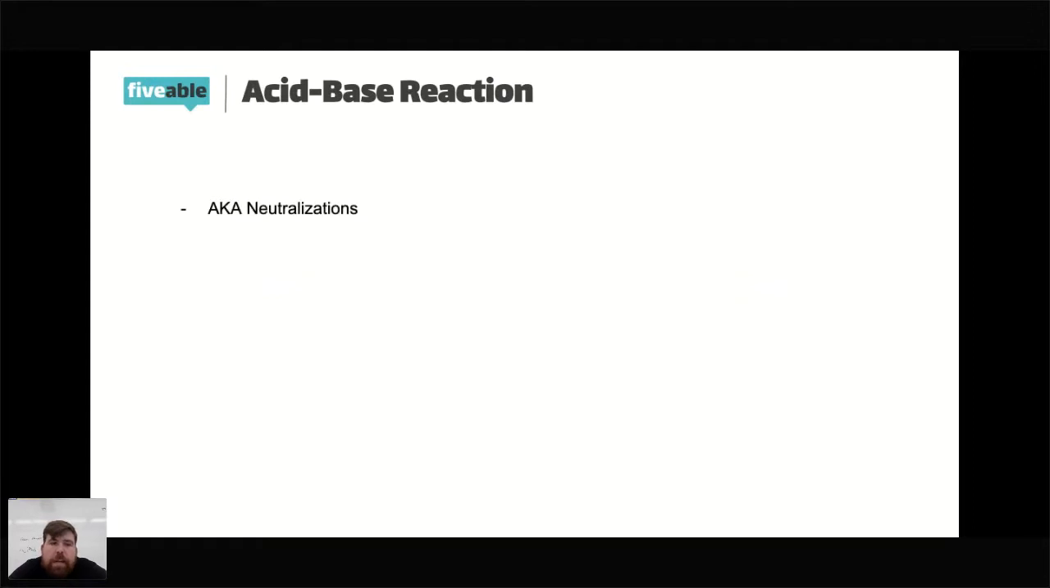So what is an acid-base reaction? Oftentimes we call acid-base reactions neutralizations. I've also heard them called titrations, but not all titrations are done with acids and bases, so just keep an eye out for that. Neutralization is a pretty good other word for an acid-base reaction. Essentially, in an acid-base reaction, protons are always moved from the acid to the base.